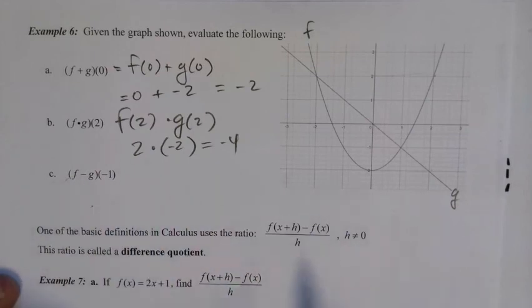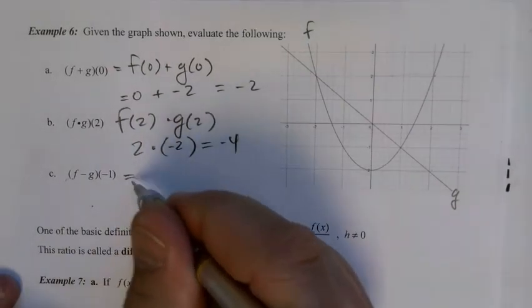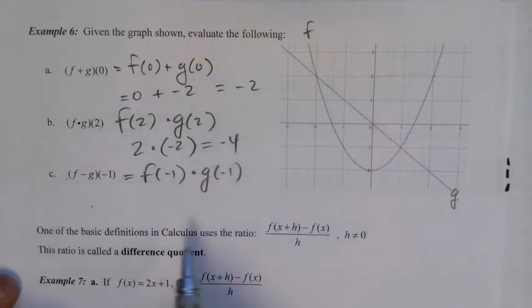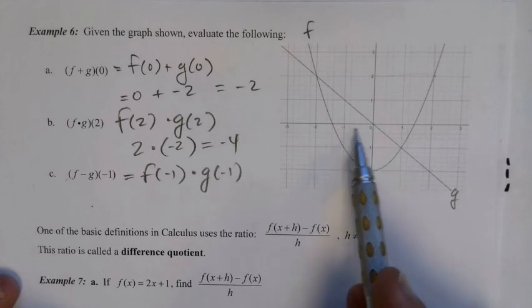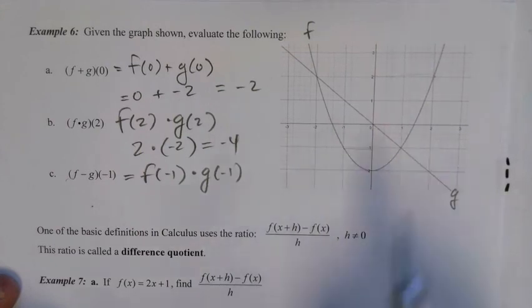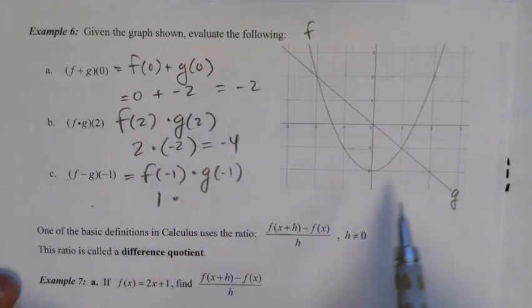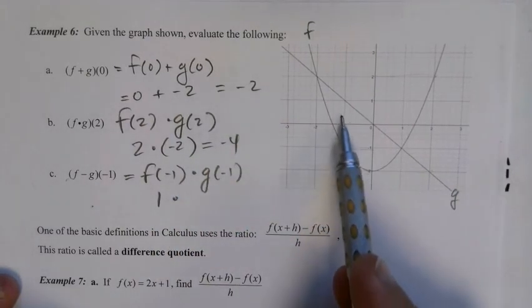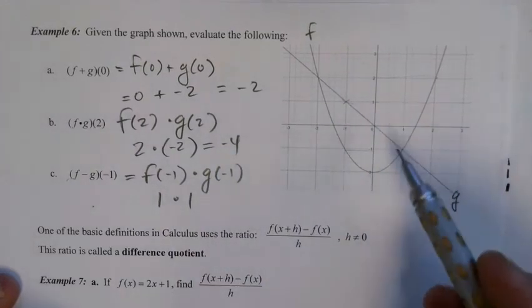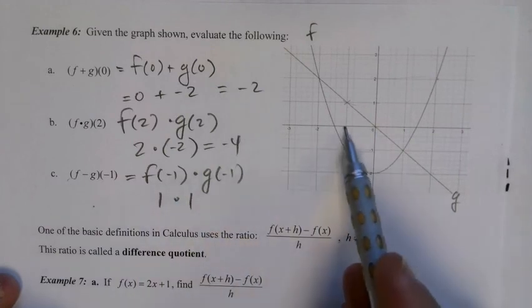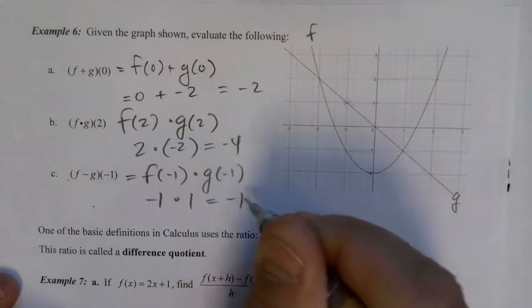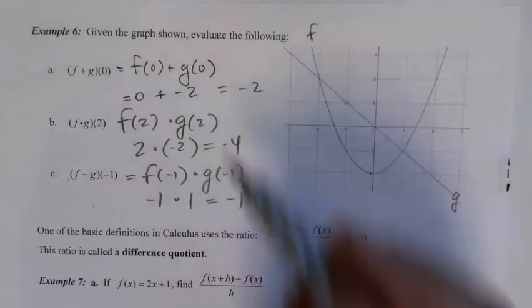F minus g of negative 1, that's telling me to find f of negative 1 and multiply it times g of negative 1. Well, if I put negative 1 into f, f is right there. Means it has a value of 1. So 1 times g of negative 1. If I put a negative 1 into g, that's right there at positive 1. Wait a second, I made a mistake. F of negative 1, oh, that goes to negative 1. And negative 1 times 1 is negative 1. There we go. So there are my values of that.